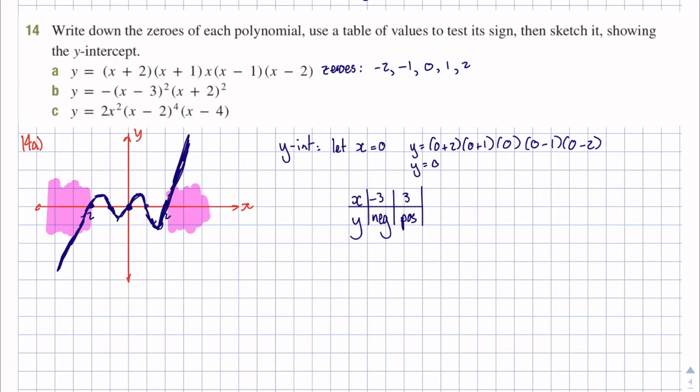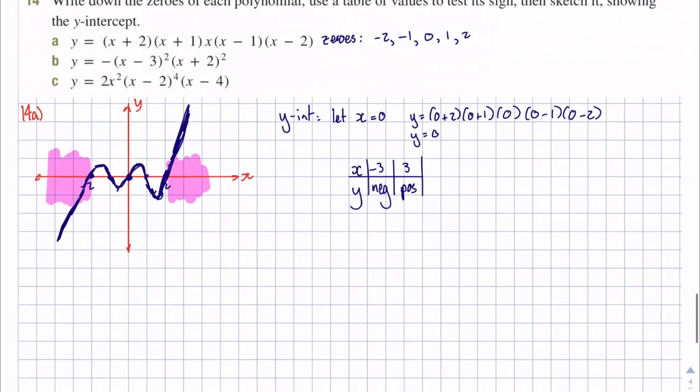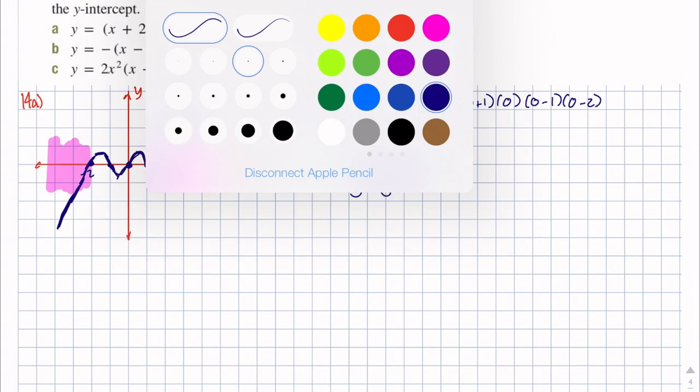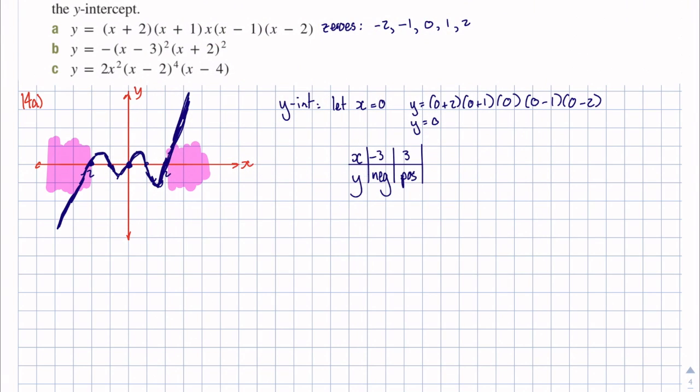All right, 14b and c are going to be fairly similar, but b has 2 square roots in it, which means we're going to have 2 parabola-looking things in it. So, let's do our axes. Y and x, yeah, I can't draw.